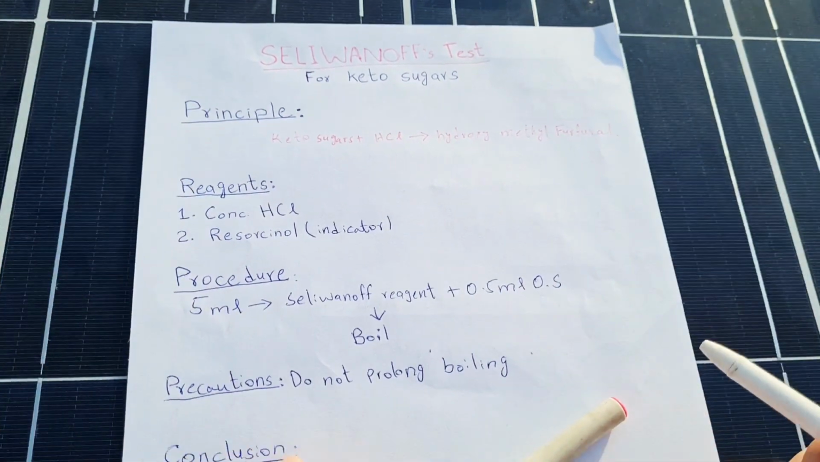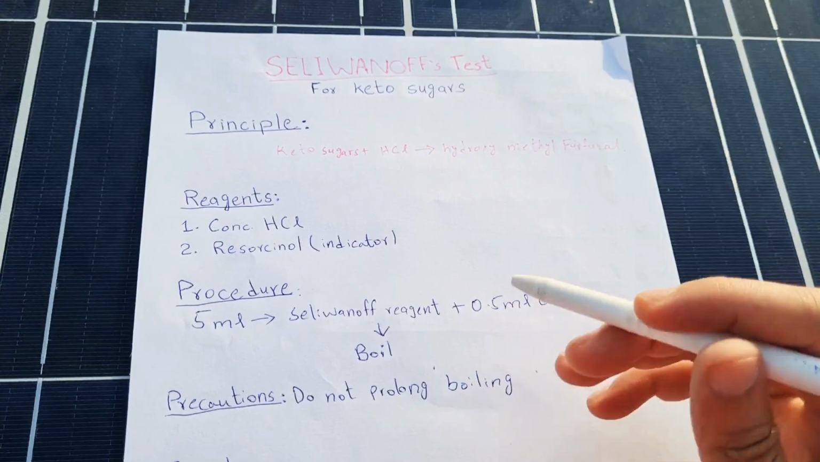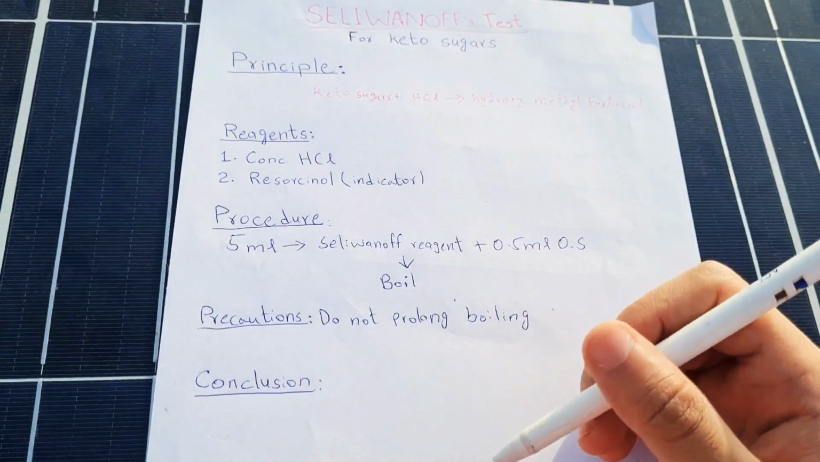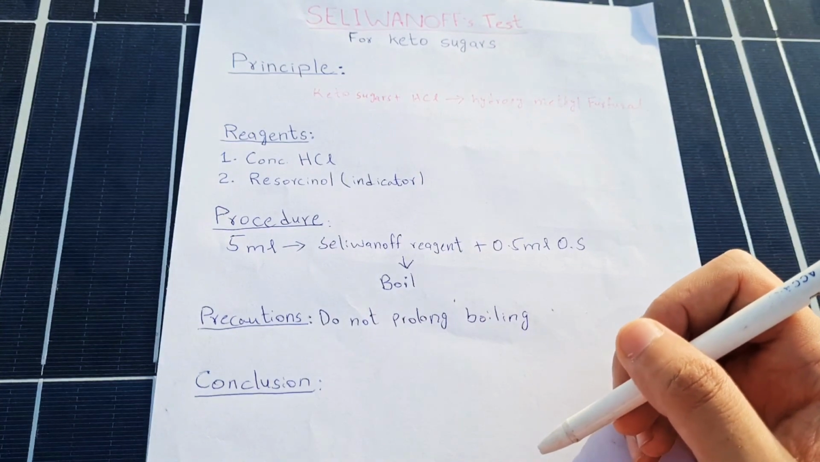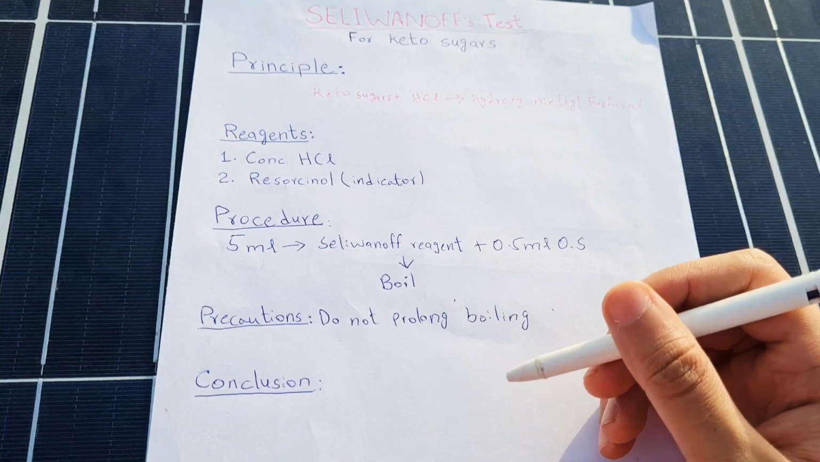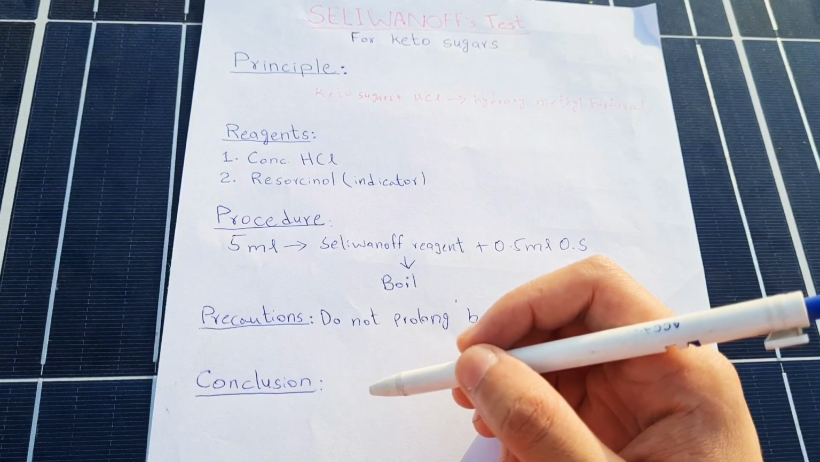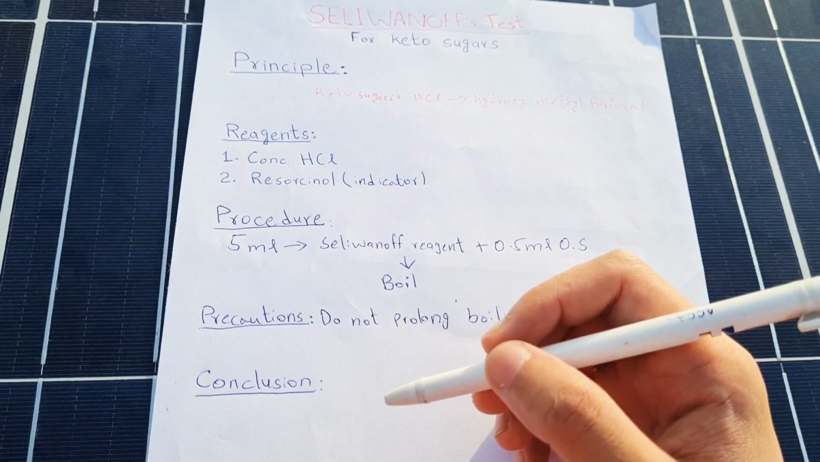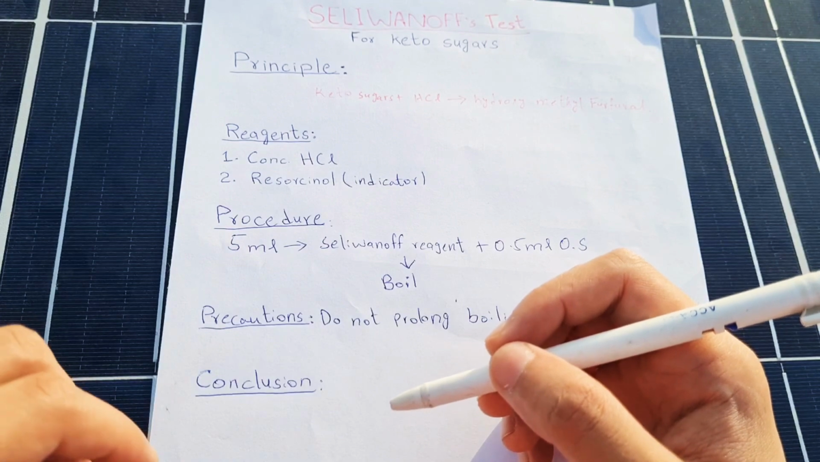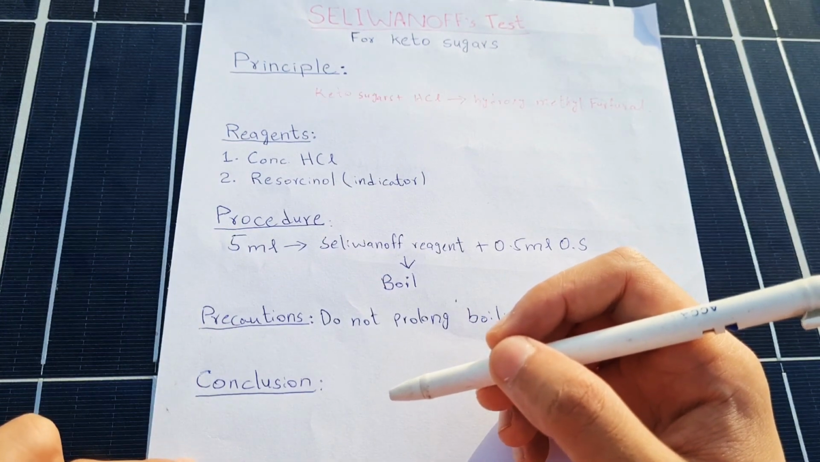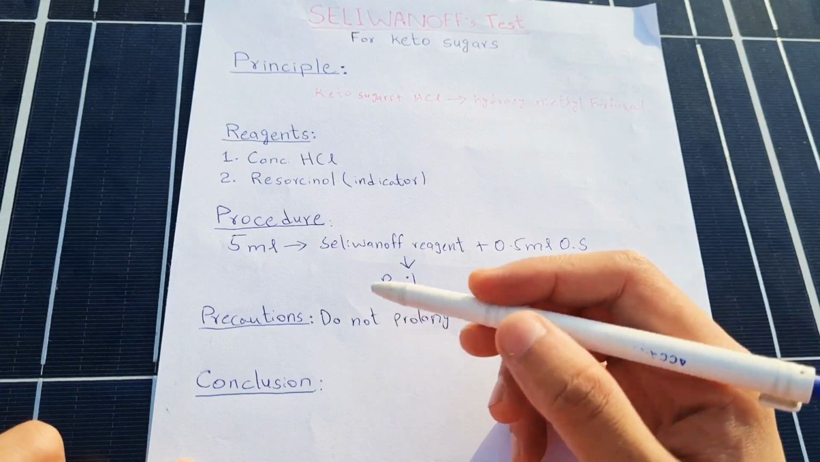So the conclusion will be, if keto sugars are present, then the solution will immediately produce a red cherry color after 30 seconds of boiling. But if keto sugars are not present, then it will not immediately produce the red cherry color. Obviously it will take some time, and then the color will be produced by aldo sugars. So this will be an indication that keto sugars are not present.